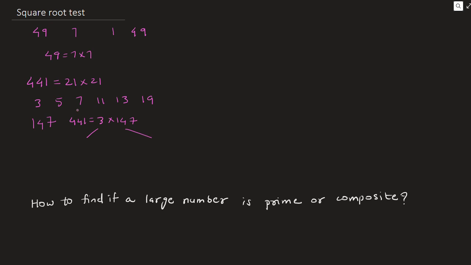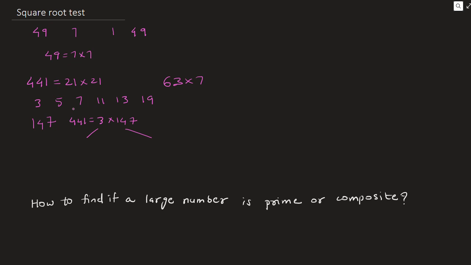Say I have 7 divides 441 exactly. So 441 divided by 7 equals 63. So 63 times 7 equals 441. So since a prime number less than the square root divides 441, it is a composite number, not a prime number.